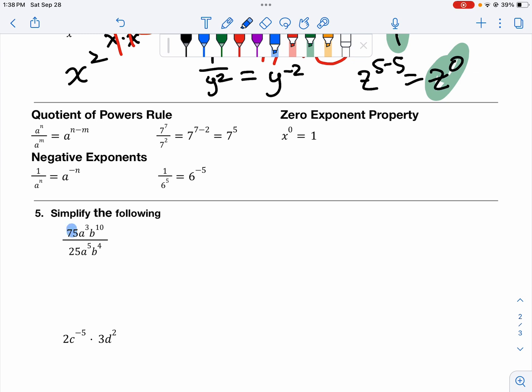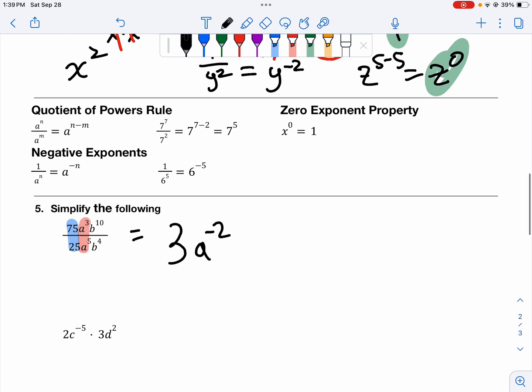Okay, we've got 75 divided by 3. Well, 75 divided by 25, that's 3. And then the next thing to deal with is a cubed divided by a to the 5th. So what we have is a to the 3 minus 5, which is a to the negative 2. Okay, there are more a's on the bottom, so we're going to end up with a negative number, 3 minus 5. And then we are going to deal with the b's. So 10 minus 4 is 6.